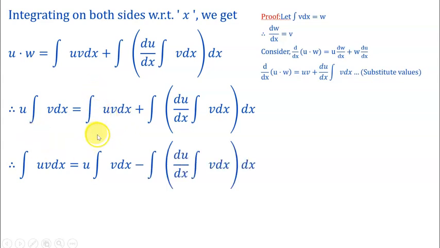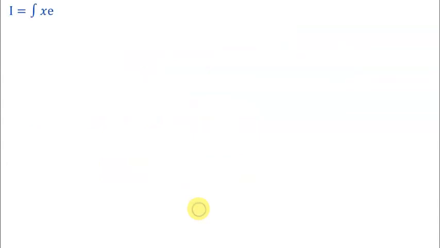We want to find out this integral of u into v dx. This is our main term. Now shift this term to the left hand side; it will become minus. Therefore, integral of uv dx is equal to u into integral of v dx minus, since we shifted this term, integral of du by dx into integral of v dx, into dx. And this is the important theory bit for integration by parts. Okay. Now we'll solve this example with the help of integration by parts.